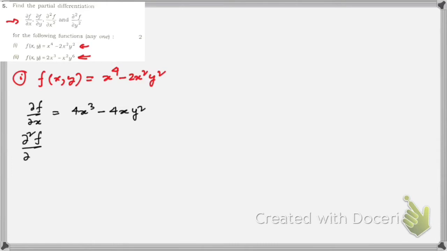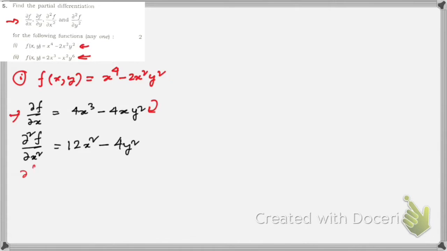Then the second order derivative of f with respect to x square will be obtained by differentiating this result again, because we have already got del f by del x. If you differentiate it again, you will get the second order partial derivative of f with respect to x. Again, keeping y constant, if you differentiate, you're going to get 12x minus 4y square only.